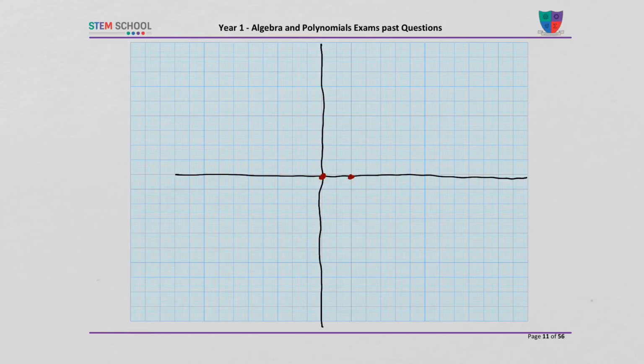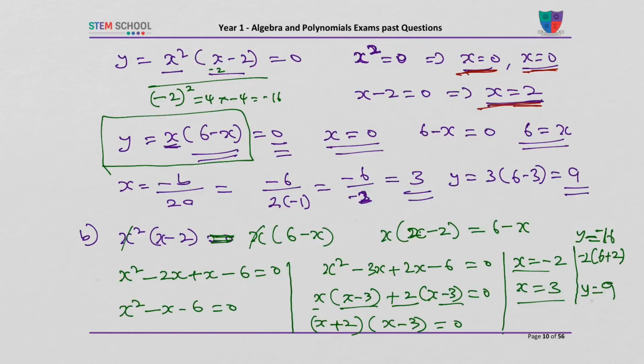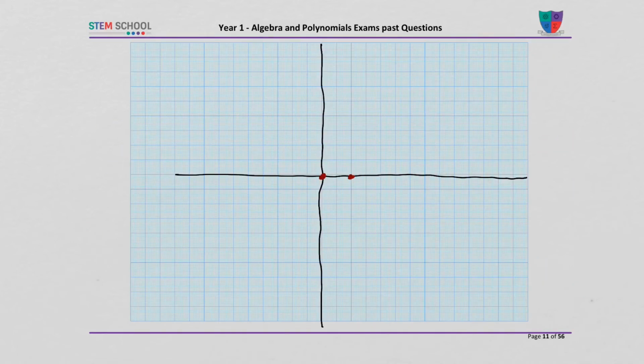The next one I need is the quadratic. The quadratic has roots 0 and 6, so x is 6. Let's use that for the quadratic: 0, and 2, 4, 6. So that's the quadratic there, and 0.